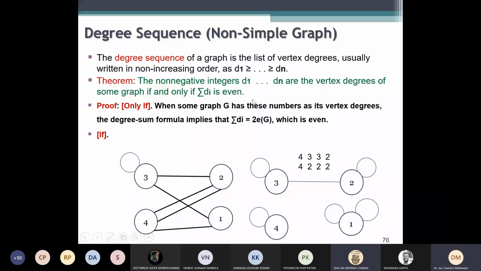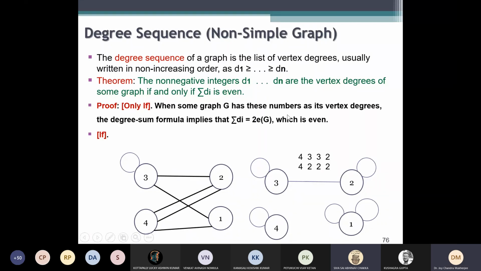For "only if", what is given to us is n non-negative integers d1 through dn which are the vertex degrees of some graph. So basically you are given 4 3 3 2 and asked to prove that the summation of them must be even. We already know that the summation of all the vertex degrees is equal to 2 times the number of edges, from the degree sum formula, and 2 times the number of edges must be an even number. So this direction is very easy.